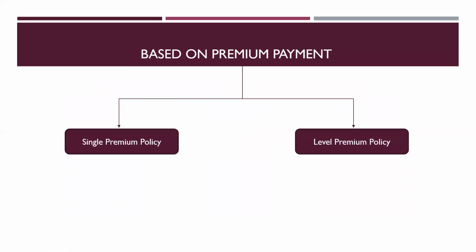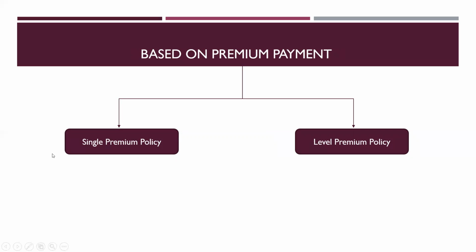Next is based on premium payment. It has been classified into 2. There is single premium policy and level premium policy. From the name itself, it's quite clear what it is. Single premium policy means initially as a lump sum, the entire premium amount is paid by the insured or the assured. Level premium policy means the premium is paid at regular intervals, like on a monthly basis or quarterly or half yearly or yearly, for a definite period of time.